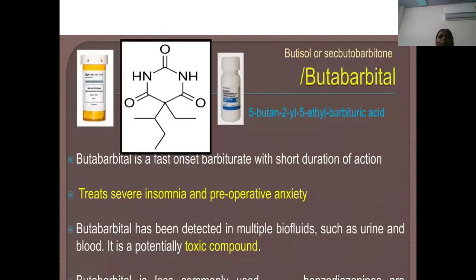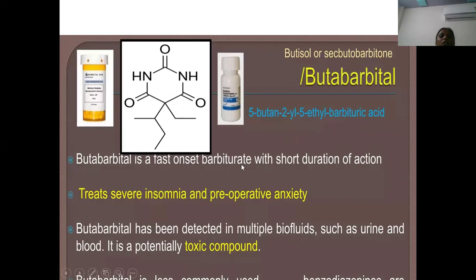Next, coming to butabarbital. Another name is Butisol, and one more name is secobarbital. All are the same. This is the structure of butabarbital. In this structure also barbituric acid is present. At the 5th position, a butan-2-yl and a 5-ethyl group is present. So this is the side chain. That's why we call this the structure of butabarbital.